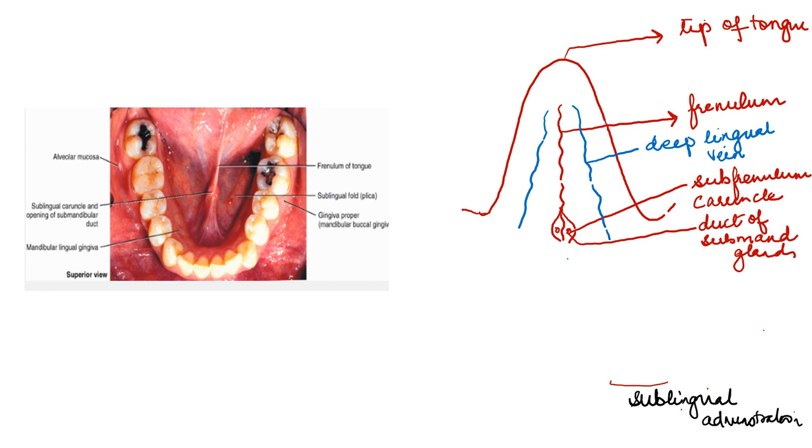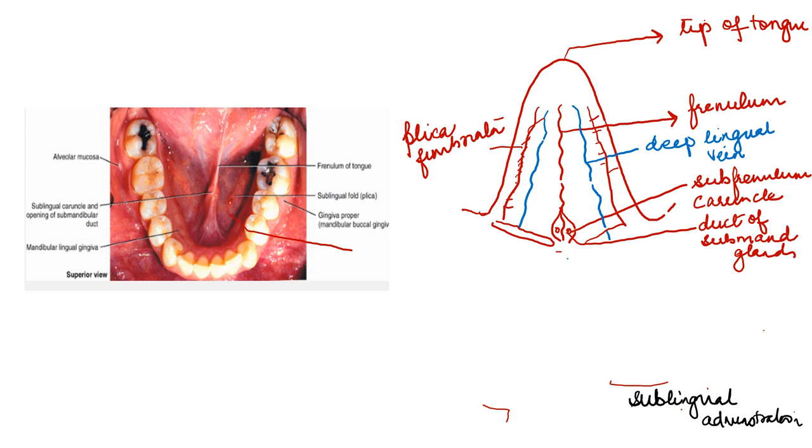More laterally, again there is a fold of mucous membrane which is known as plica fimbriata. Okay. Now, when you look towards the floor of the mouth, see here, one would see the sublingual fold. In this are the ducts, multiple ducts in the sublingual fold.